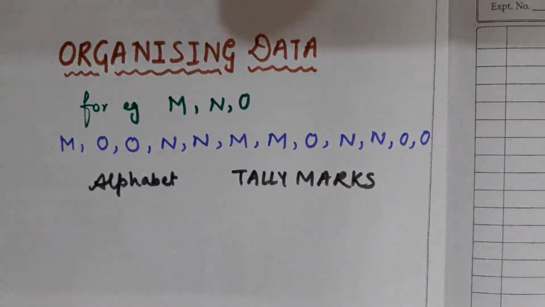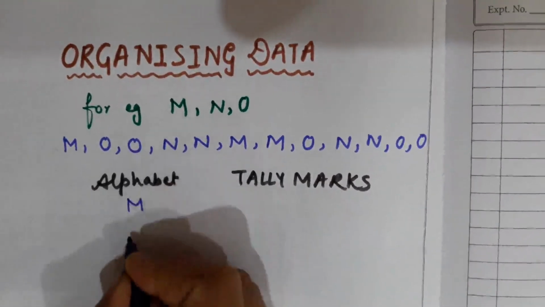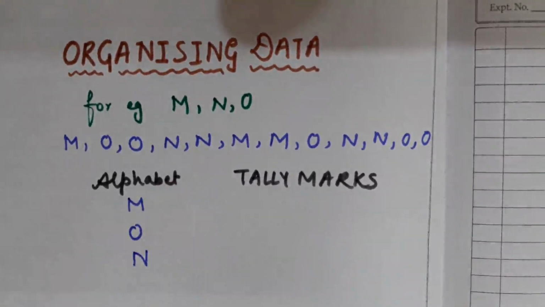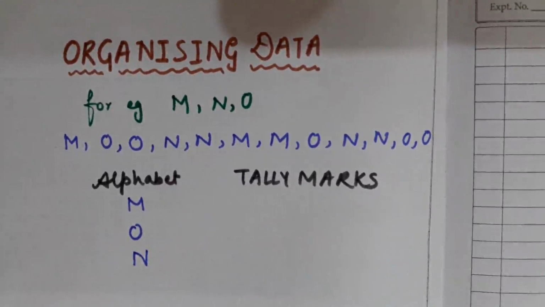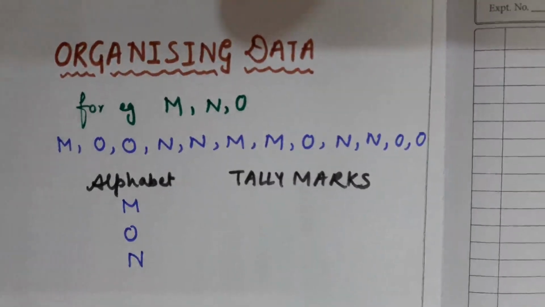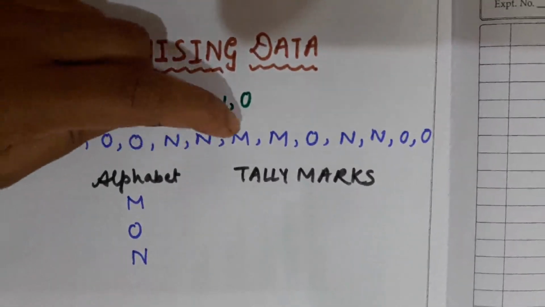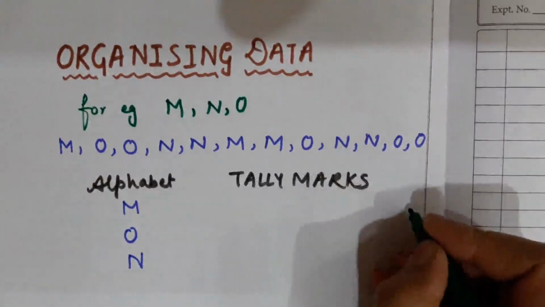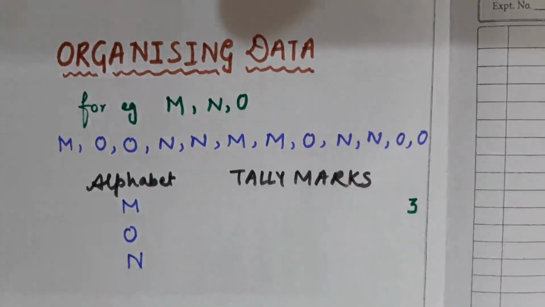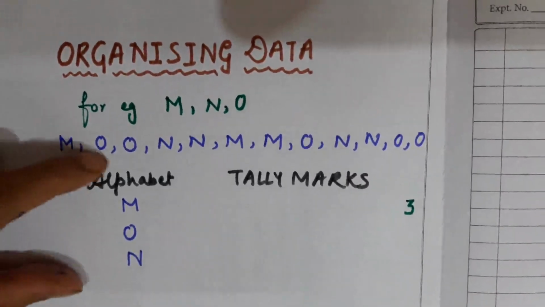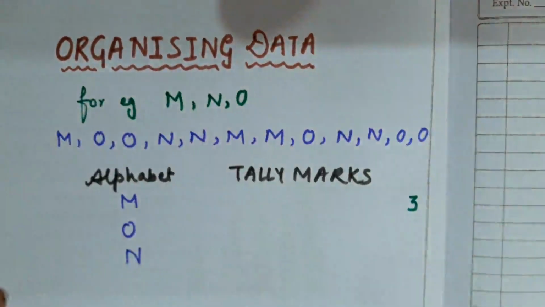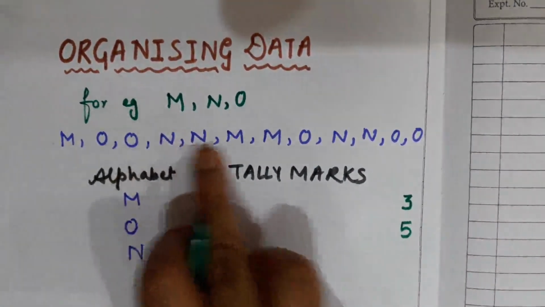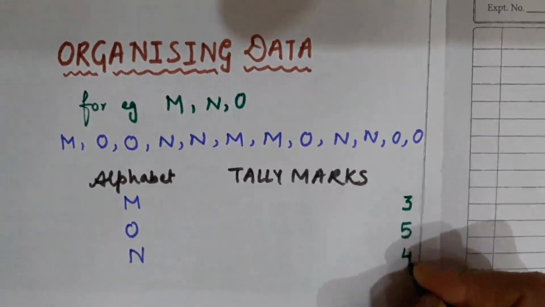See, we are having 3 variables M, O and N. Okay, so let's count the number of times M is repeating. So M is 1, 2, 3. 3 times M is there. Okay, now O is there. 1, 2, 3, 4, 5. 5 times O is there. 1, 2, 3, 4. 4 times N is there.